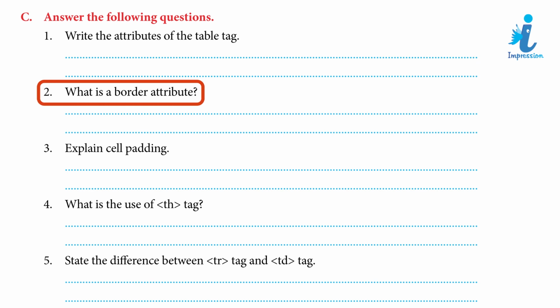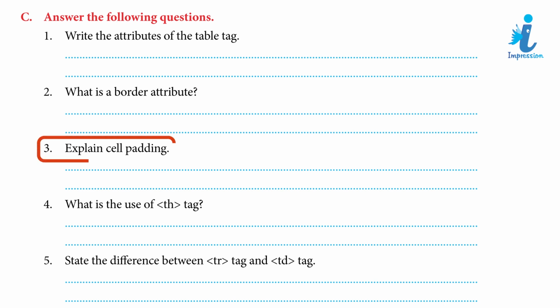2. What is a border attribute? Answer: a border can be specified using the table tag's border attribute. A number is required for the border attribute. 3. Explain cellpadding. Answer: cellpadding is the appropriate attribute if you want to modify where cell data is placed in relation to the borders of the cell. Sometimes we wish to position the cell data farther from the cell borders for better clarity. This improves the readability of the table's content.